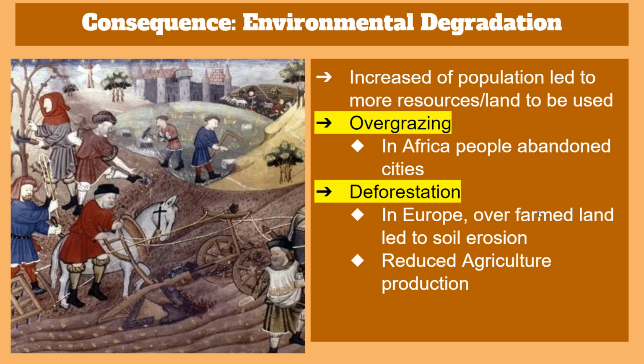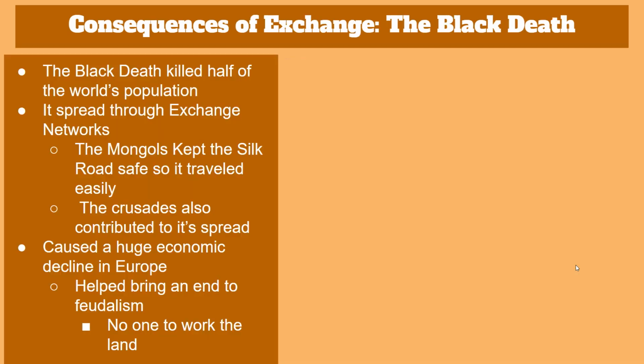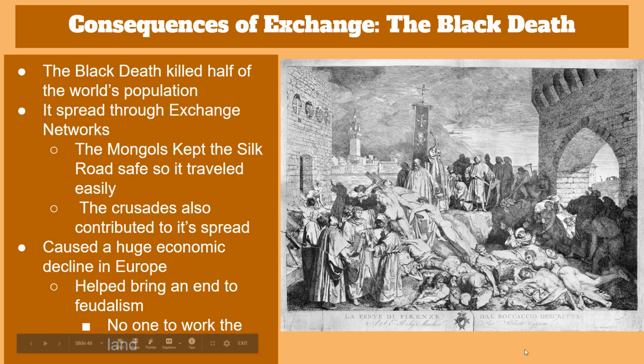Crops weren't the only thing exchanged. So was disease. For example, the Black Death. Okay, the Black Death killed half of the world's population, and it spread throughout exchange networks. Now, the Black Death was able to spread so easily for a multitude of reasons. One being that the Mongols kept the roads safe, so traders were willing to use the roads. Also, the Crusaders during the Crusades contracted this Black Plague, this Black Death, and that spread as they tried to spread Christianity and go to war throughout the world.